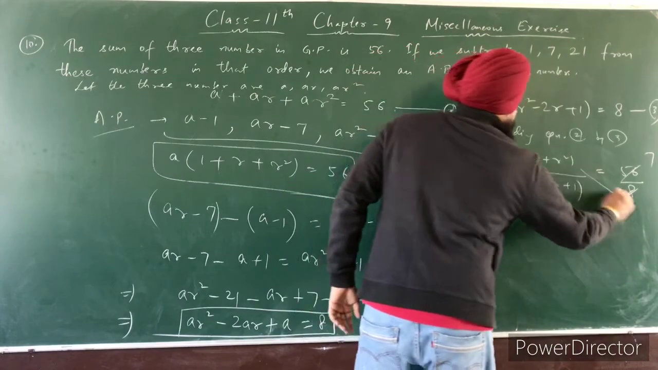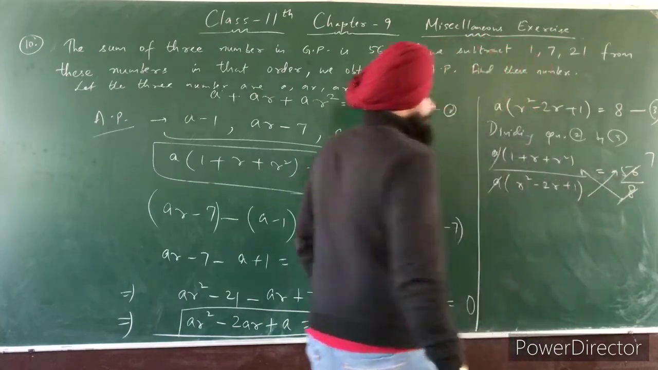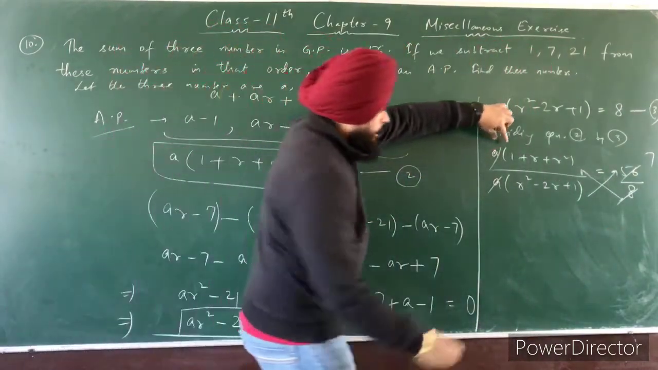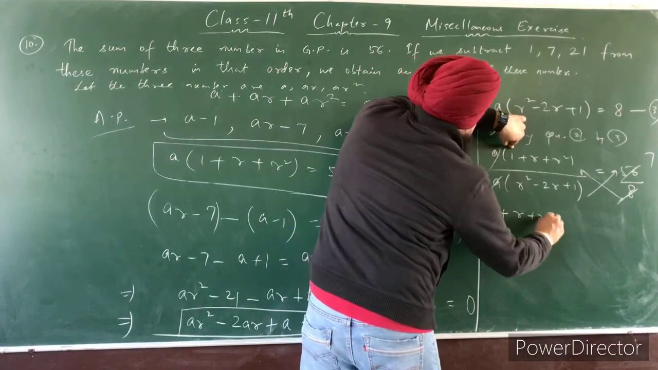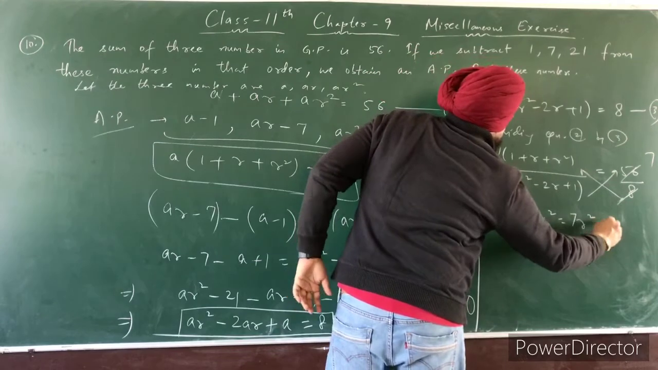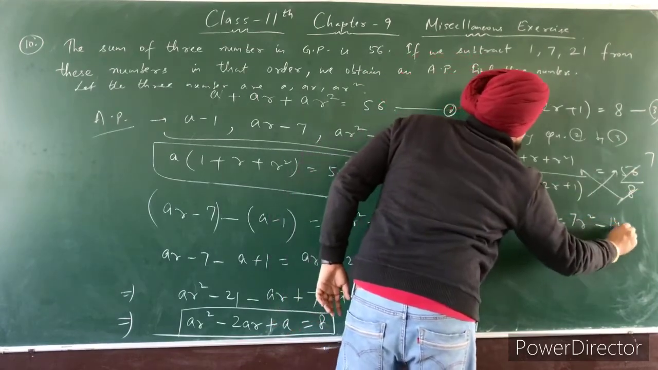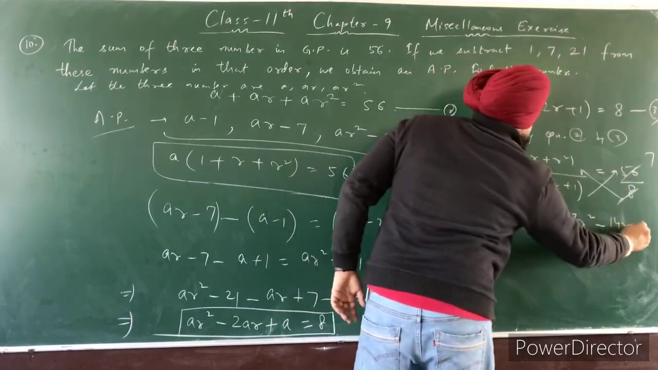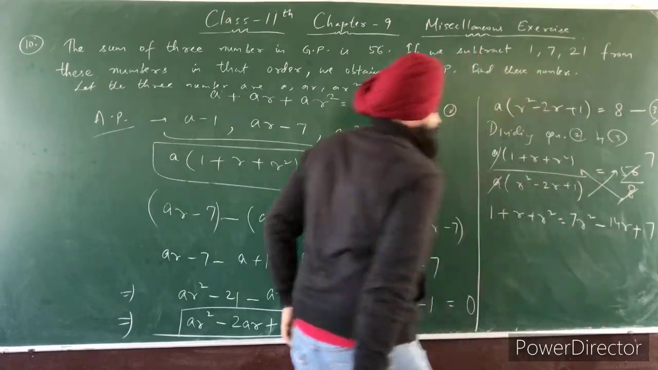Now you have to cross multiply. Alright. So when you cross multiply, what should happen is 1 plus r plus r square equals 7 into r square minus 2r plus 1. 7 r square, 7 into minus 2r is minus 14r, plus 7 ones are 7.